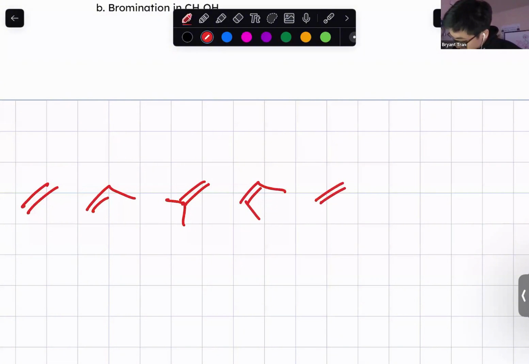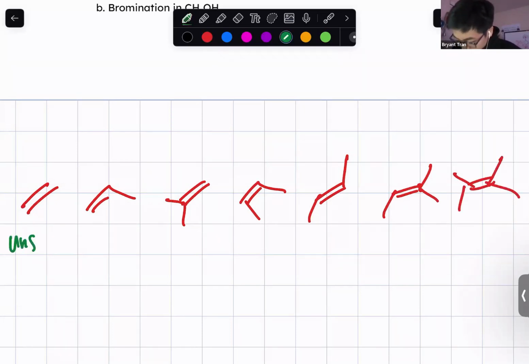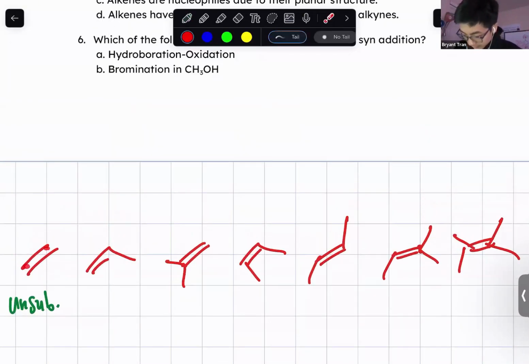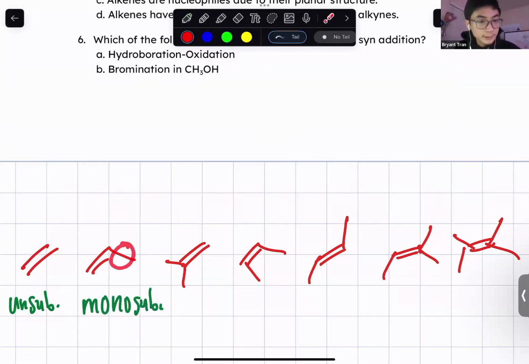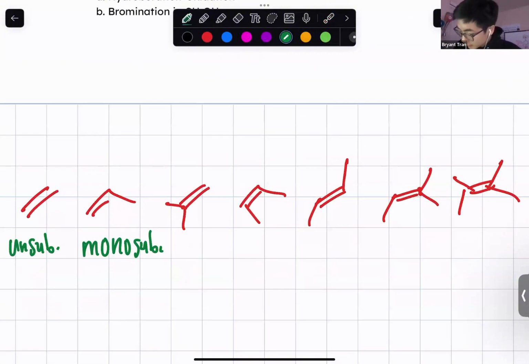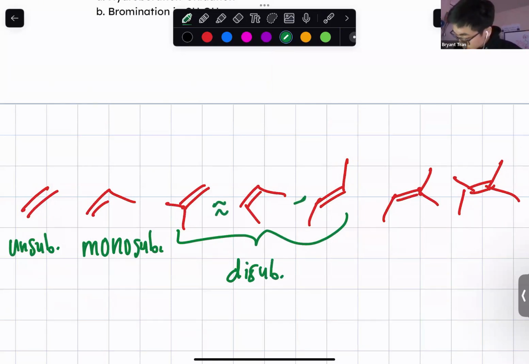So these are the different alkenes you could have. This is an unsubstituted alkene right here. There's no alkyl groups attached to this alkene. This is a mono substituted alkene because there's one alkyl substituent attached to that alkene. These three alkenes right here, they're all di-substituted alkenes, right? But this one here is a geminal alkene.